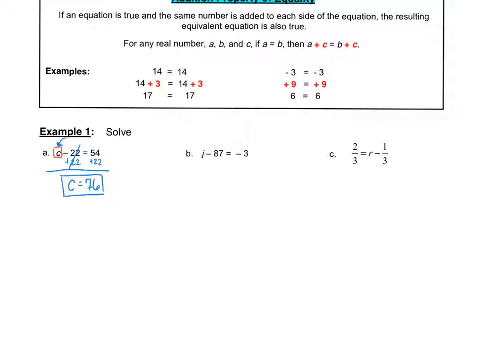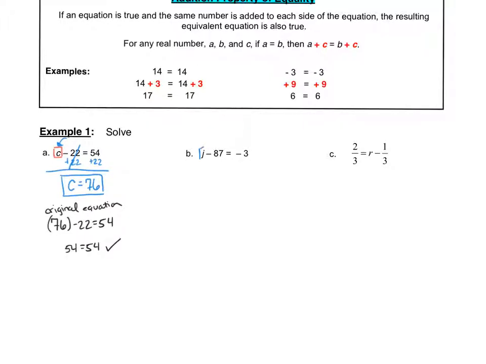Now to check your work, you would plug that back into C, so it would be 76 minus 22 equals 54. This is the original equation. Instead of C, I wrote 76, and I'm going to calculate that. Well, 76 minus 22, that's 54 equals 54, so that's correct.